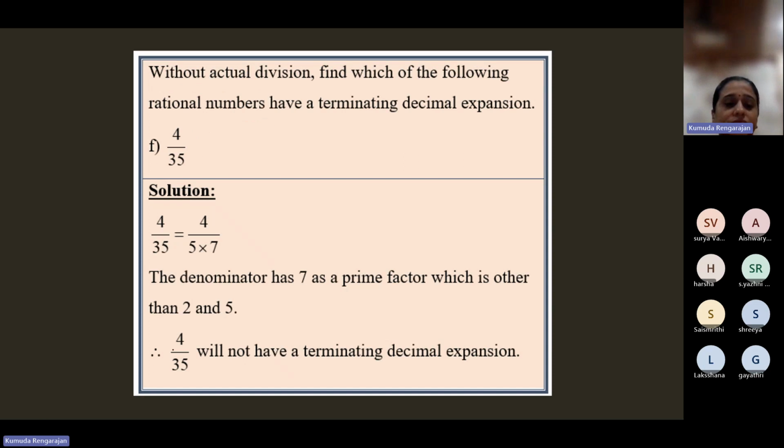4 by 35. 5, 7. 35, 5 into 7. So the denominator has 7 as a prime factor, which is other than 2 and 5. So it will not have a terminating decimal expansion. There is this prime factor 7, which is other than 2 and 5. So 4 by 35 will not have a terminating decimal expansion.